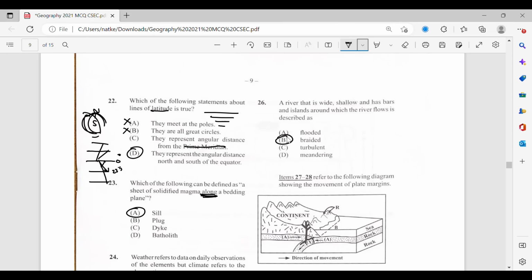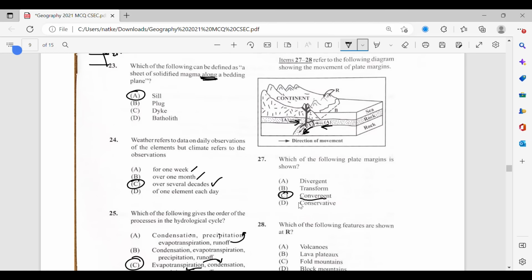Which of the following plate margins is shown? So we're seeing where the plates are moving towards each other. So we can see one arrow here, another arrow here, and we have our subduction zone there. So that means they're coming together or they are converging. So that gives us a convergent plate boundary. That is, number 27 is letter C.